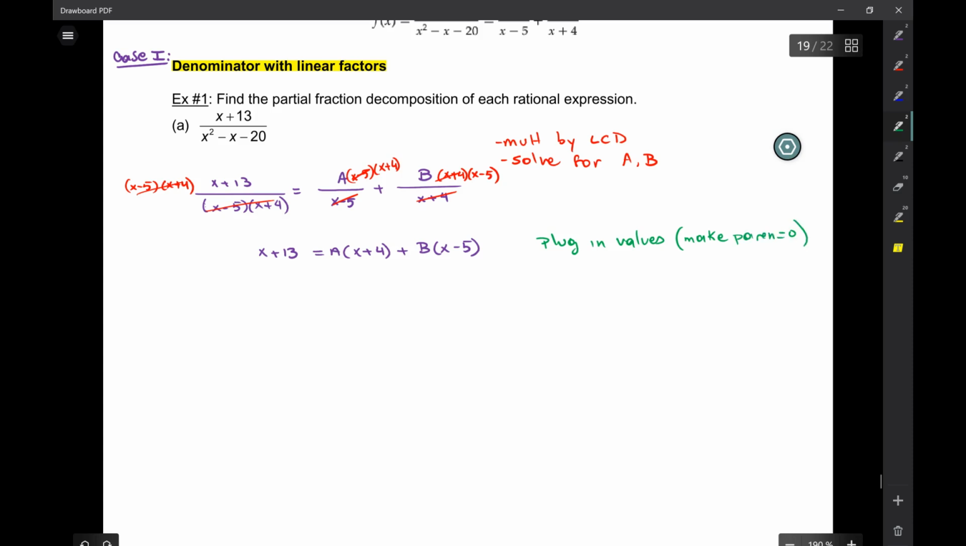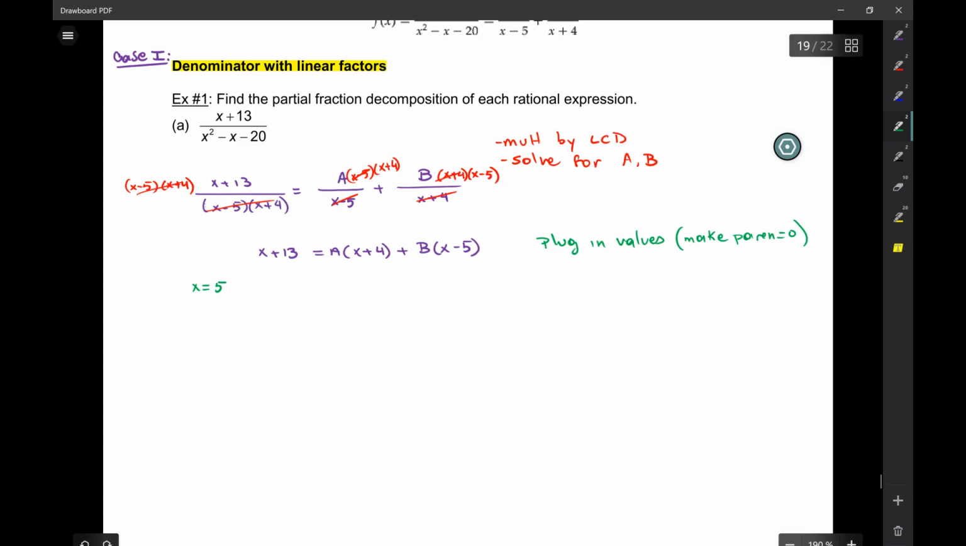Okay, what do I mean by that? Let me tell you what I mean by that. What would make this 0? 5. So I plug in x equals 5. Is doing one that's negative better than doing one that's a positive number? We're gonna do both. Let me do the whole thing and then you'll see what I'm talking about.